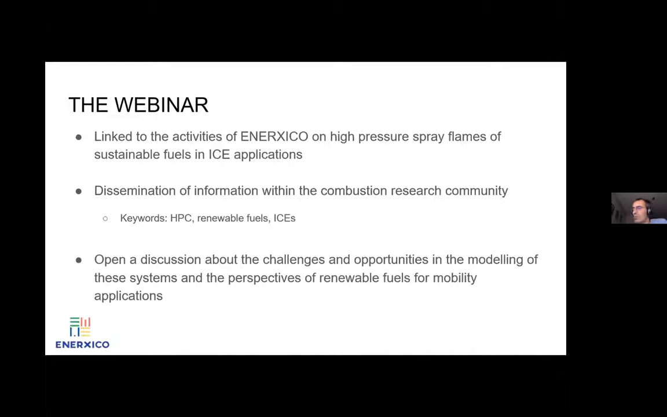The people involved in this activity will all be experts from the IC world. So the keywords will be HPC, renewable fuels, and ICE. The idea is to provide some dissemination of technical information, and that's related to the first three talks we'll hear. And second, we'll open a discussion about these three keywords in the current technological context, and that's what the roundtable will be for.